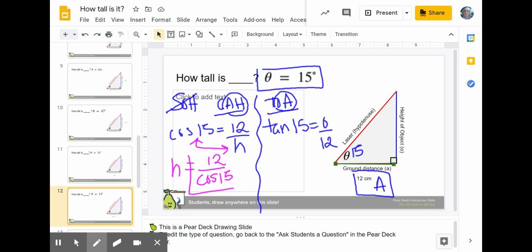So in my calculator, this is what I'm going to put in. I come over here to my calculator. I put 12 divided by, and I tend to just type them, cosine 15. And we get 12.42. So the hypotenuse here is 12.42, and that's centimeters. That's the length of that hypotenuse.